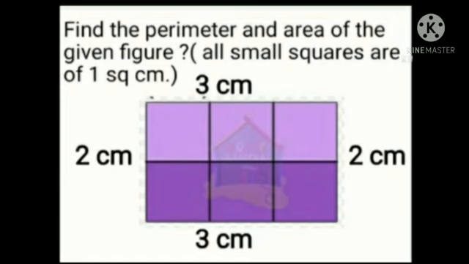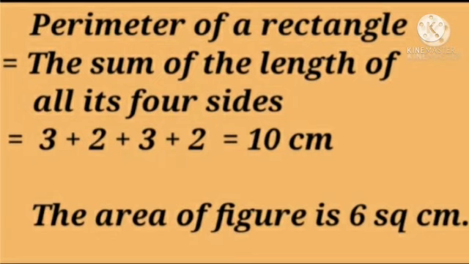Now we will solve some sums. Find the perimeter and area of the given figure. All small squares are of 1 square centimeter. So the sides are 3 centimeter, 2 centimeter, 3 centimeter and 2 centimeter. So first we will find out the perimeter of the rectangle. The formula is the sum of the lengths of all its four sides, that is equal to 3 plus 2 plus 3 plus 2, that is equal to 10 centimeter. And the area of the figure is 6 square centimeter.